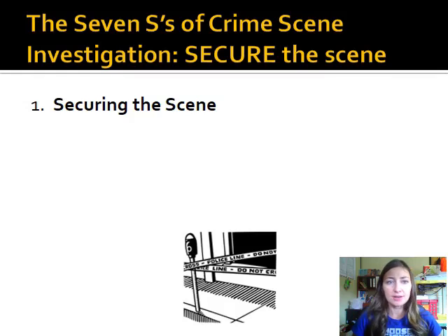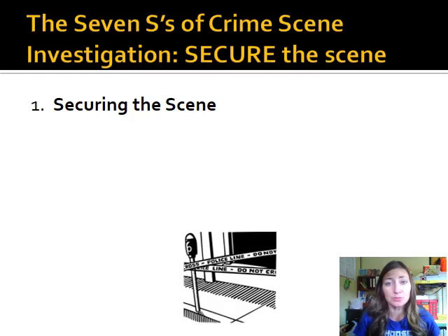The 7 S's of crime scene investigation include, first, securing the scene. This is the responsibility of the first responder. You need to make sure that you are protecting the crime scene and keeping all of the evidence intact, undamaged and uncontaminated. As a first responder, you will start a log of all people who are entering, and you can send for additional experts or officers.